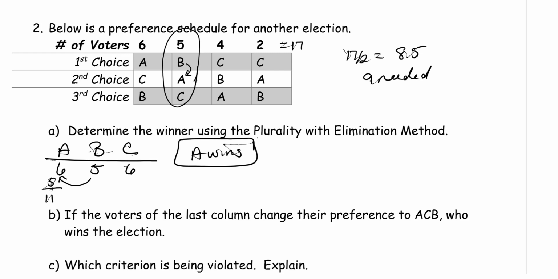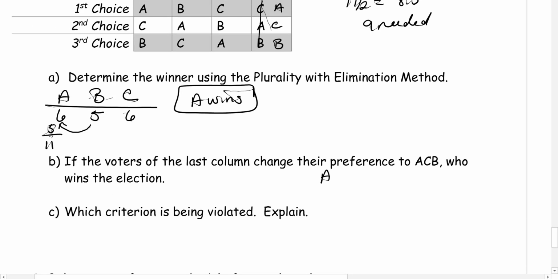If the voters of the last column change their preference to ACB, who wins the election? So instead of this last column being CAB, we're going to switch those to ACB. So what happened is they changed their first place preference from candidate C to candidate A. So they just flipped candidates A and C around on their ballots. And so now let's see who wins.